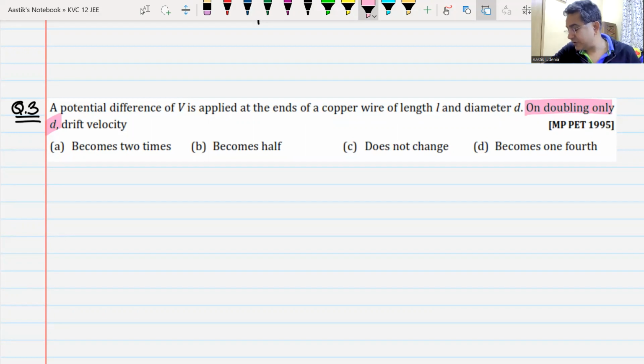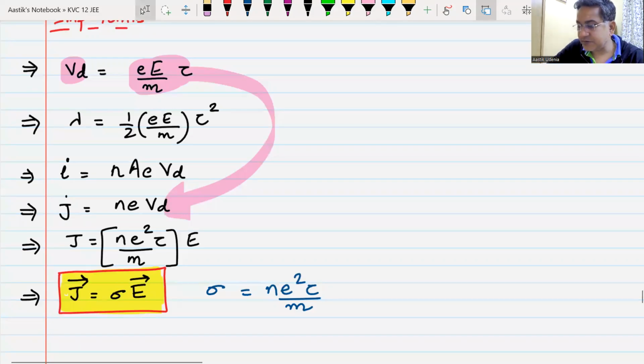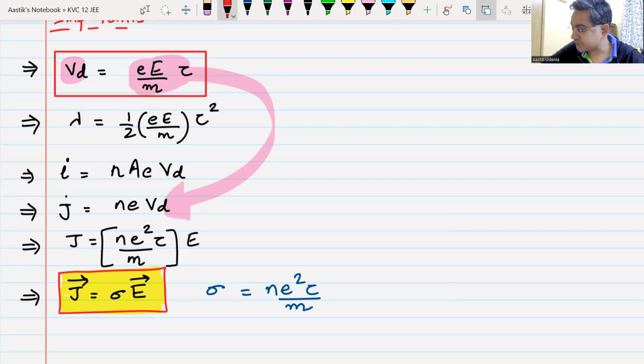Option C. How did you get option C? It does not change. Remember the formula of drift velocity. That's why I gave you all these formulas together. See this pink formula of drift velocity, which is now in a box. It depends on e, which is a constant, the charge of an electron. Capital E, it depends on the electric field. If you change the electric field by changing the potential or by changing the length or whatever, then it changes.